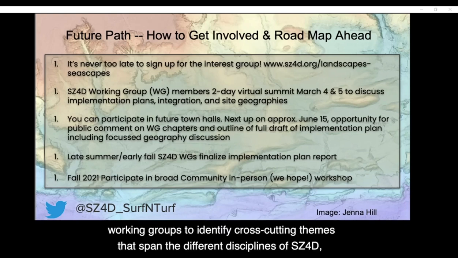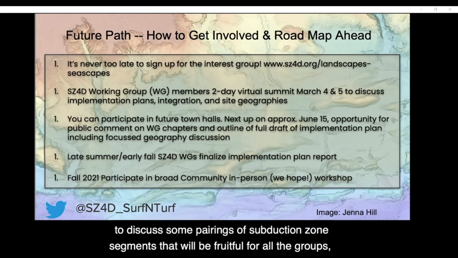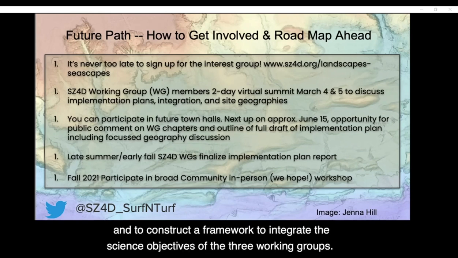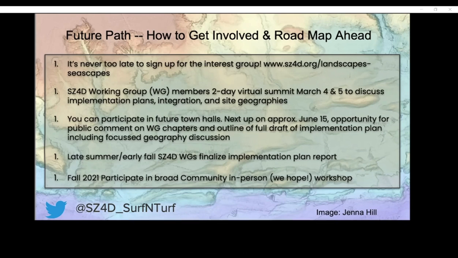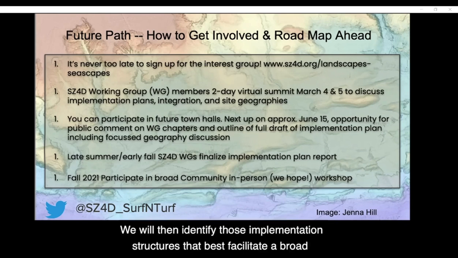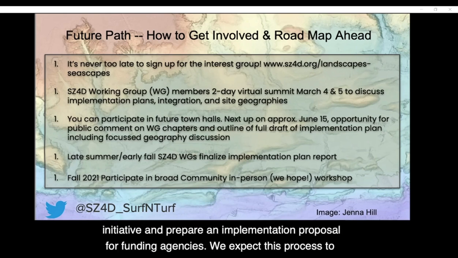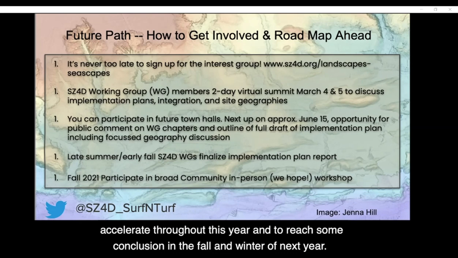In March, we will meet with the other working groups to identify cross-cutting themes that span the different disciplines of SZ4D, to discuss some pairings of subduction zone segments that will be fruitful for all the groups, and to construct a framework to integrate the science objectives of the three working groups. We will then identify those implementation structures that best facilitate a broad initiative and prepare an implementation proposal for funding agencies. We expect this process to accelerate throughout this year and to reach some conclusion in the fall and winter of next year.